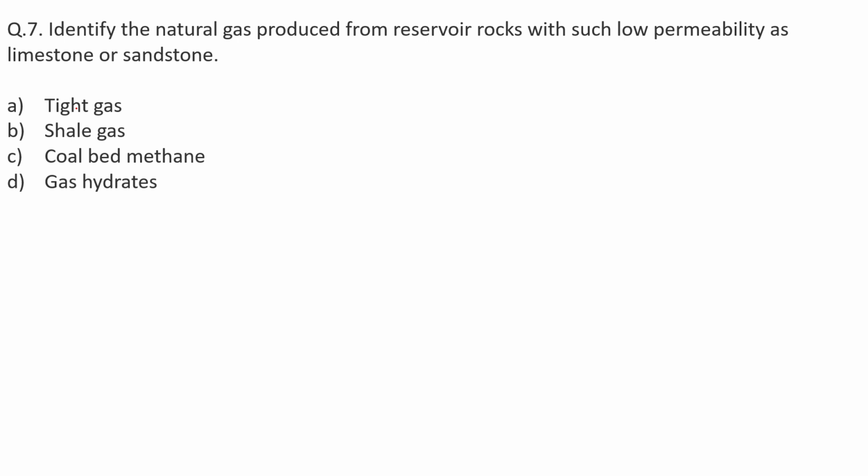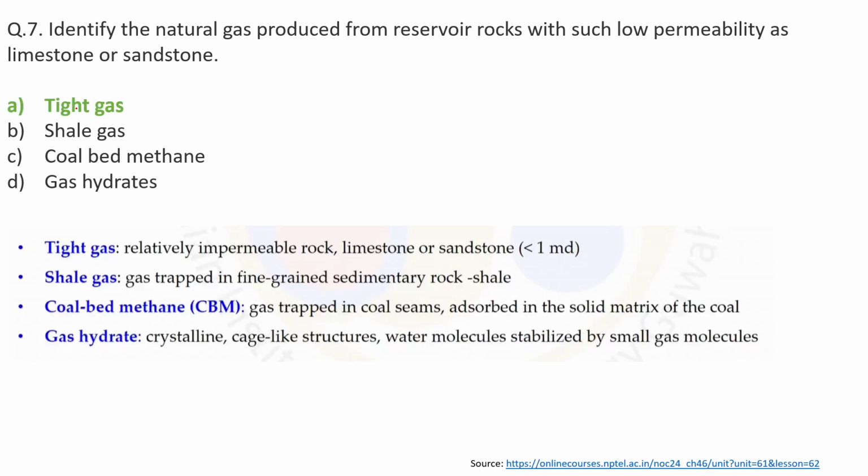Next question, question number 7. Identify the natural gas produced from reservoir rocks with such low permeability as limestone or sandstone. So options are A, tight gas, option B, shale gas, option C, coal bed methane, and option D, gas hydrates. So we have to identify which of these natural gases is produced from reservoir rocks with low permeability such as limestone or sandstone.